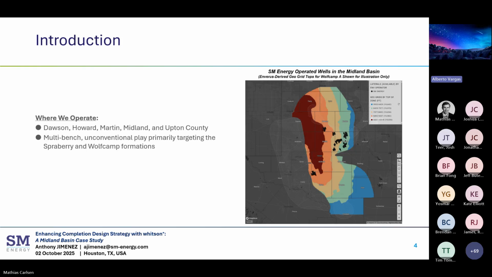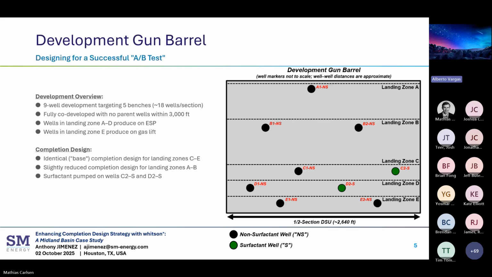And then, like many others, this is an unconventional play. We are developing it in this multi-bench, cube-like development setting, if you will. And across the formations, we are primarily targeting the Sprayberry and the Wolfcamp. Now, looking forward to the development gun barrel, I mentioned that this was rather unique. And the reason why I mentioned that is for a variety of reasons.